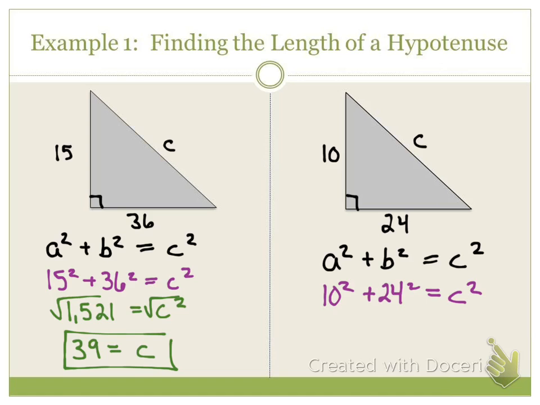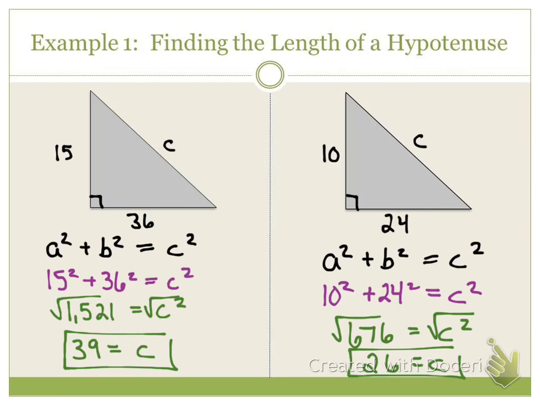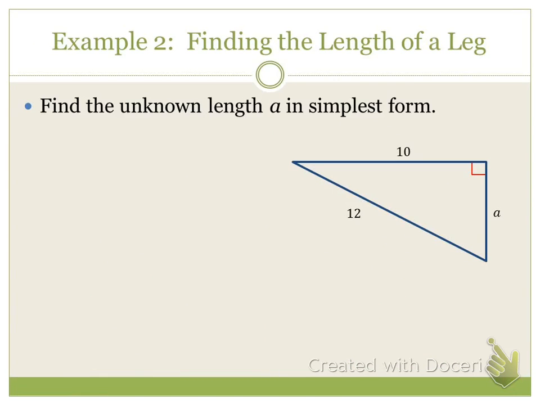676. Okay, so I have 676 equals c squared. Now what do we do? Take the square root. Yes, the square root, and the square root of 676 is 26. So 26 equals C. Did y'all get it? All right, very good. Now in example 2, now we're just going to solve for a different part of the formula.